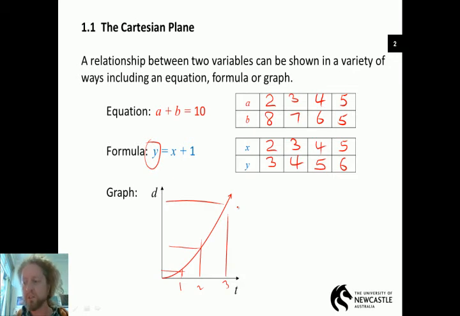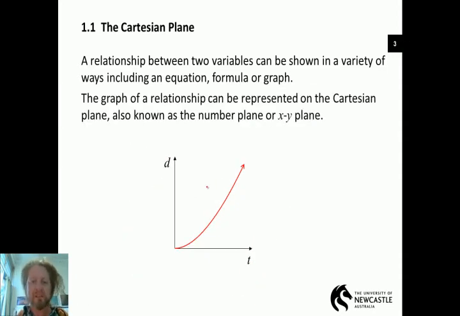In order to do that, we need to define the Cartesian plane, which basically is what we were dealing with there. Let's look. So the graph relationship can be represented on the Cartesian plane. It also gets called the number plane or the xy plane, because normally we're going to define them with an x here and a y here. We'll get onto that.